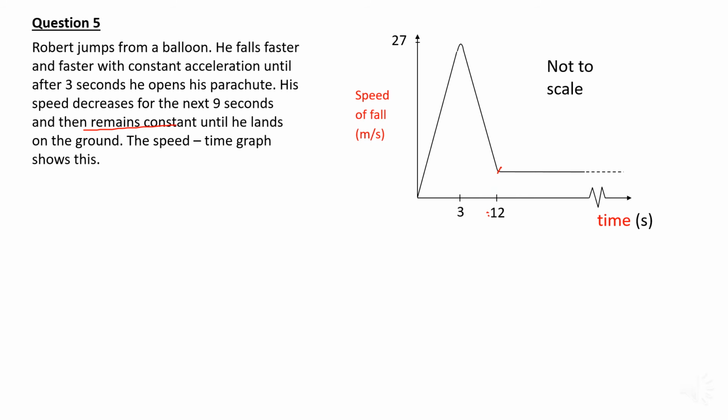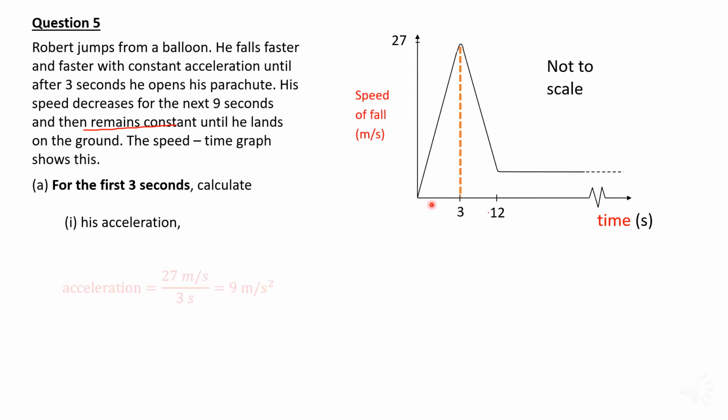So that is how that particular question or instruction is. So let us see what it is that they are asking us to do. They are saying that for the first 3 seconds only, you're supposed to calculate the acceleration. Now that is very straightforward. Acceleration is 27 divided by 3. So it's basically that vertical distance of 27 divided by 3. All right, so that is 9 meters per second squared. That is his acceleration that you are supposed to calculate.